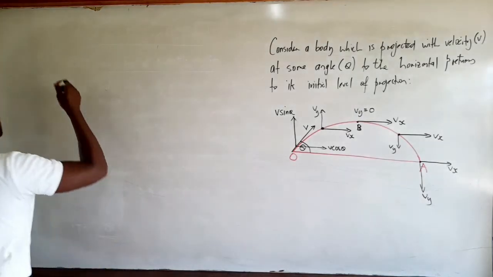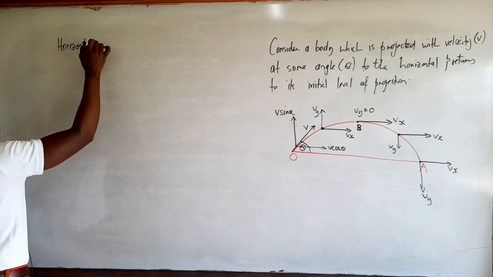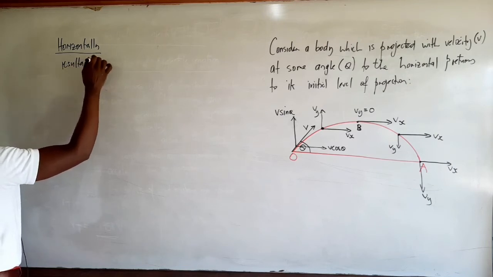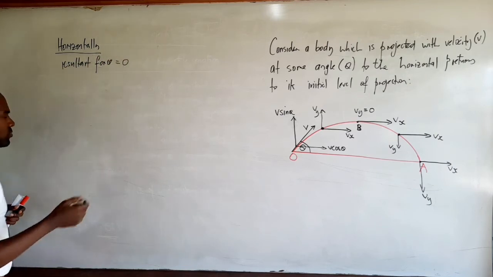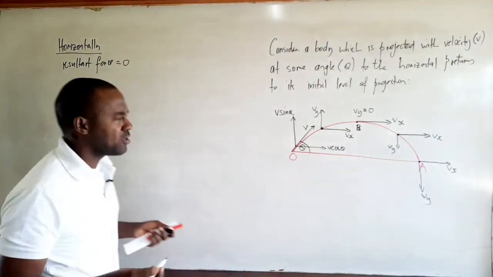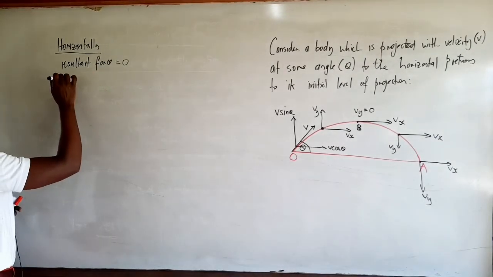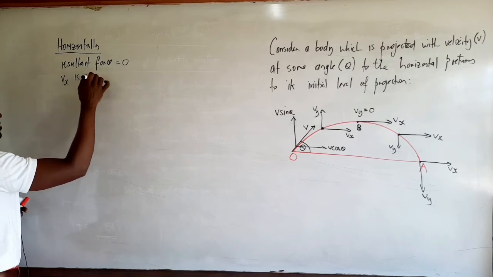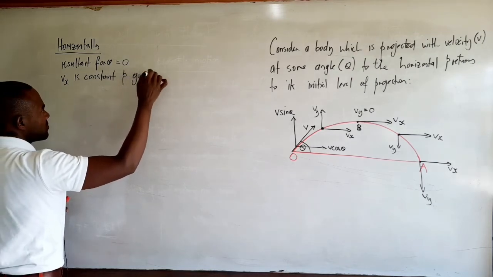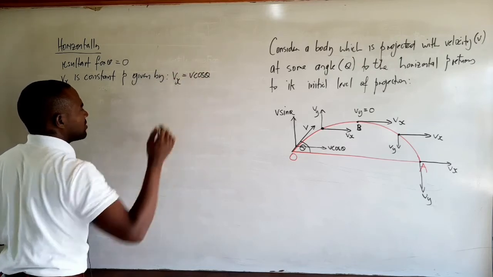So let's look at the horizontal direction. So we'll say that horizontally, the resultant force is equal to 0, which of course means the acceleration is equal to 0, and therefore the velocity is constant. So we'll call the horizontal component of the velocity Vx. So Vx is constant and given by Vx is equal to V cos theta, right?